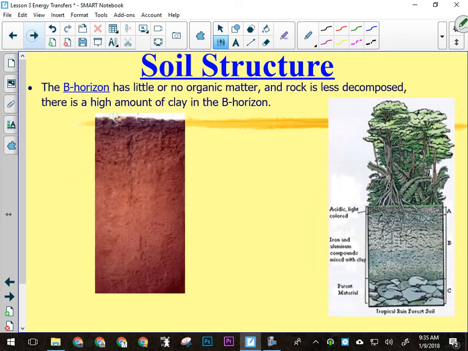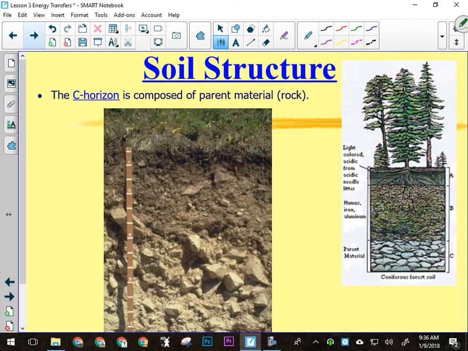Okay, like we said, the B horizon has very little organic material. Rock is less decomposed, and there's a lot of clay. Okay, they can often be reddish in color as well. Okay, not always, but sometimes. Tropical rainforest, like we said, very thin A horizon, big B horizon, right? Because clay can typically cement itself together and not wash away in a flood. Okay, and then the C horizon would be underneath that, right? And then the C horizon, like we said, is rock.